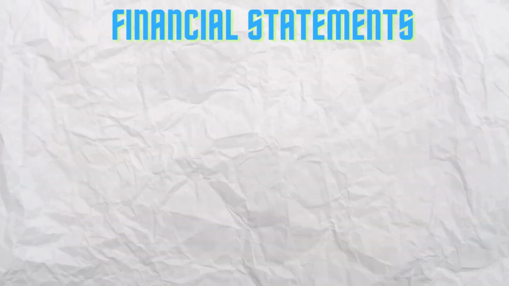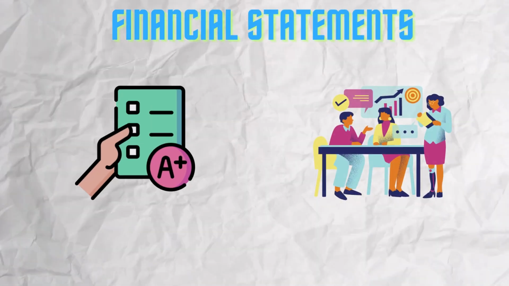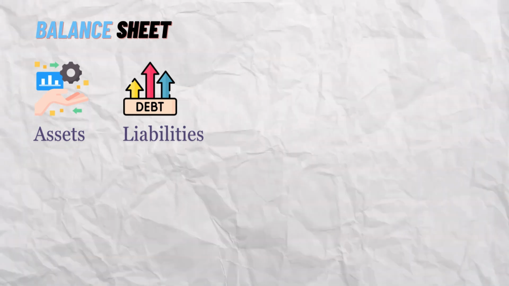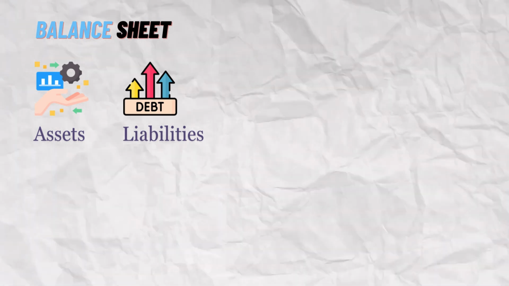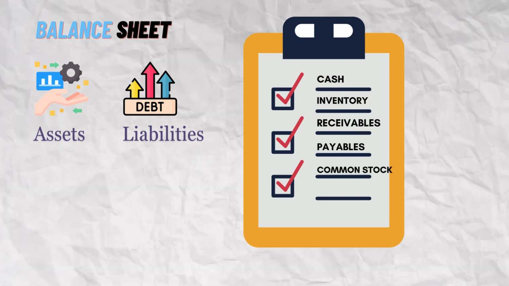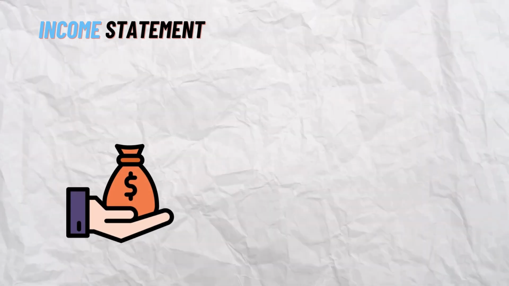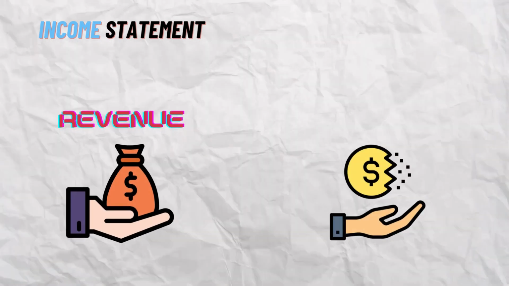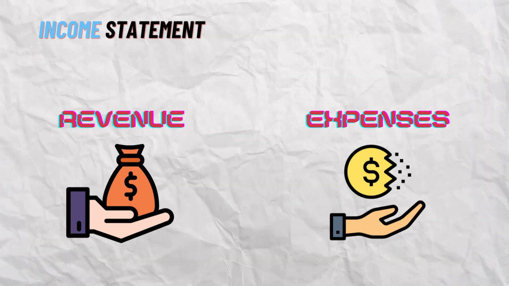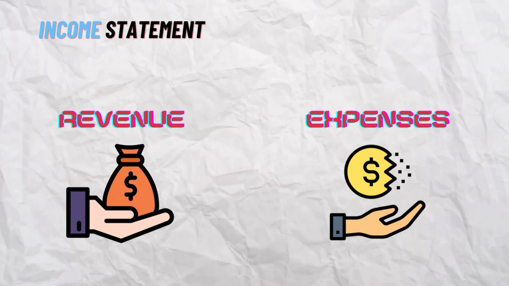Financial statements are basically report cards for businesses. There are three main ones. Balance sheet. This shows what a company owns and owes at a specific point in time, like a snapshot. Imagine it's a list of everything the business has and everything it needs to pay for. Income statement. This shows how much money a company made, revenue, and spent, the expenses incurred, over a certain period. It shows the company's profit or loss, like how well the business did financially.